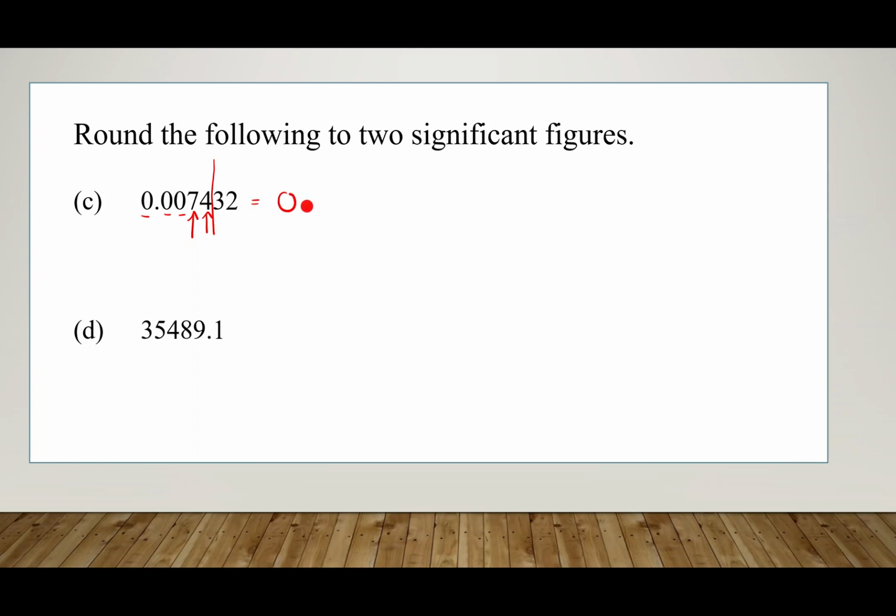Now, when I write my answer, I need to include those zeros that I had at the start of the number, the non-significant values, and then my 7, 4. I don't need to include any zeros after this point.